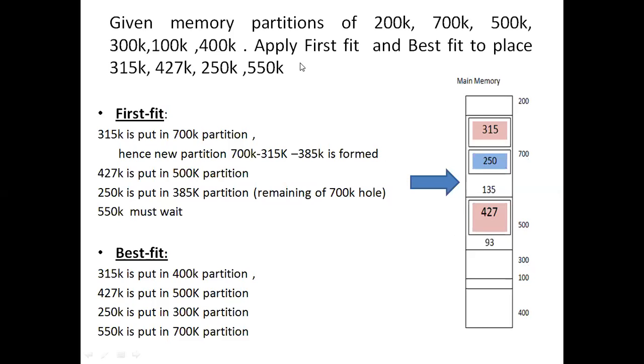Here they've told us to apply what? First fit and best fit. That's all. Now let's apply the first fit. First, process 315 is put into which one? As soon as it comes, it checks over here, no place. So it goes over here, 700, yes. It occupies the 700 memory location. So how much is remaining? We are left with 385 kilobytes of space.